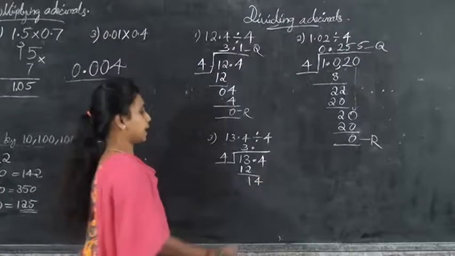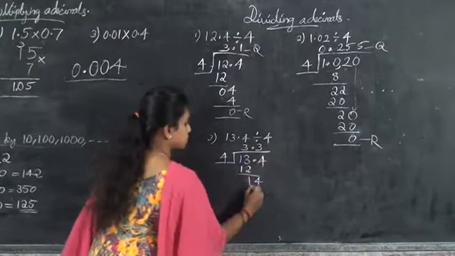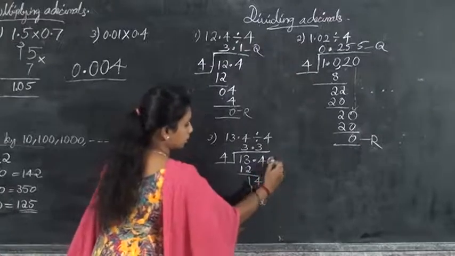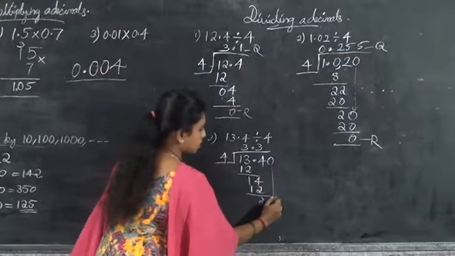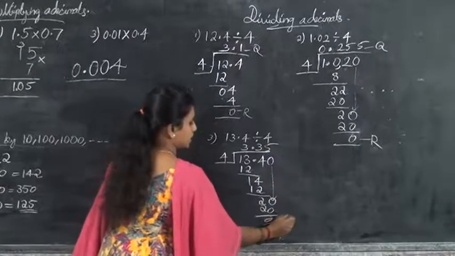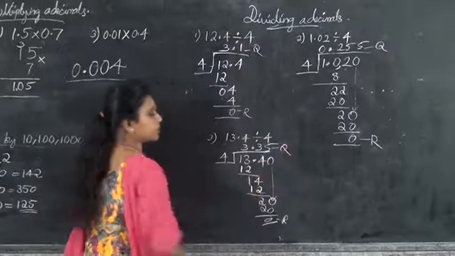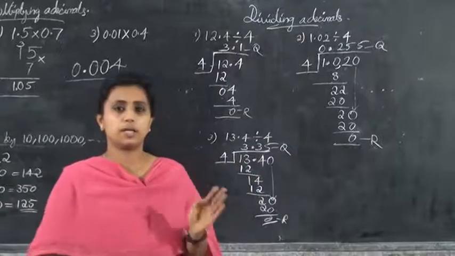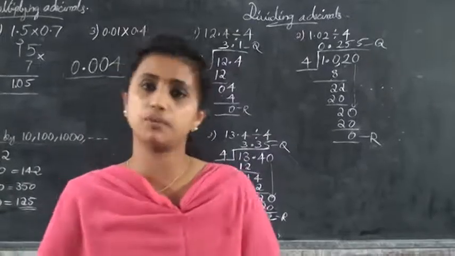It goes further, 3 times. 3 4s are 12. Then 2. Put 0 here. Bring down the 0 here. Then 5 4s are 20. This is the answer. Remainder, quotient. Okay, 3.35 is the answer. This is the way of doing multiplication and division of decimals.